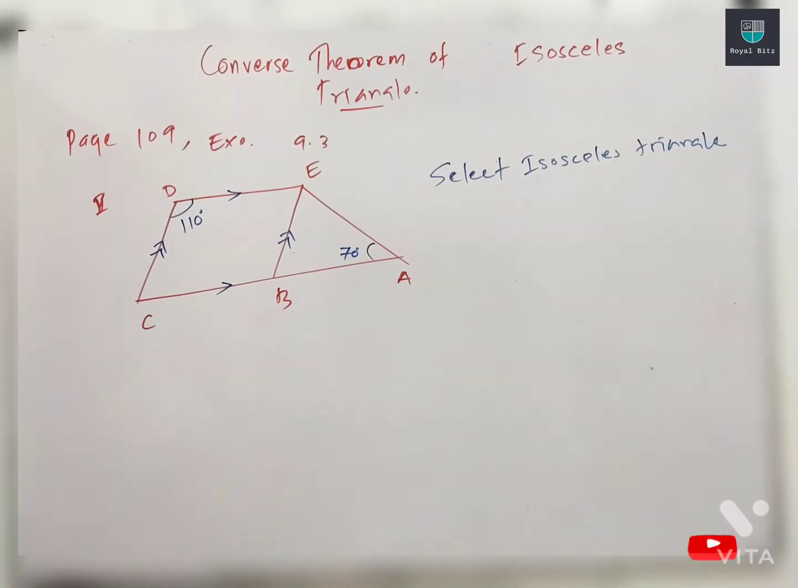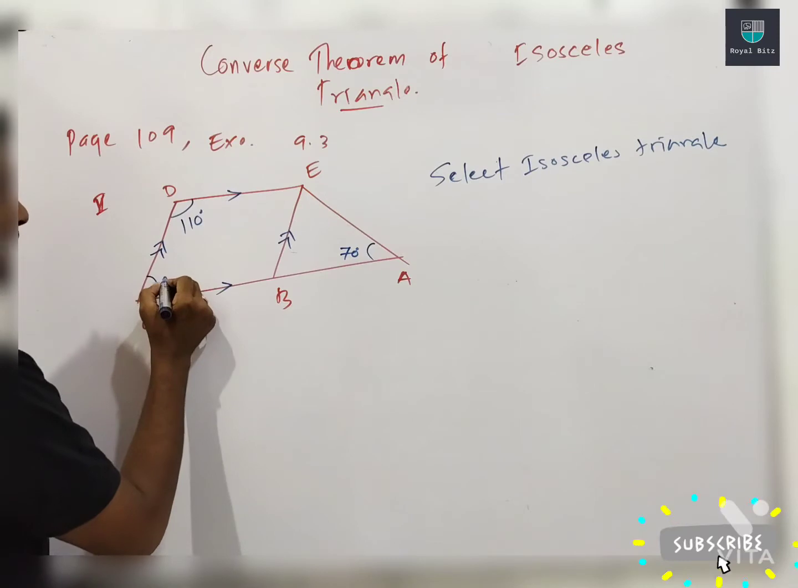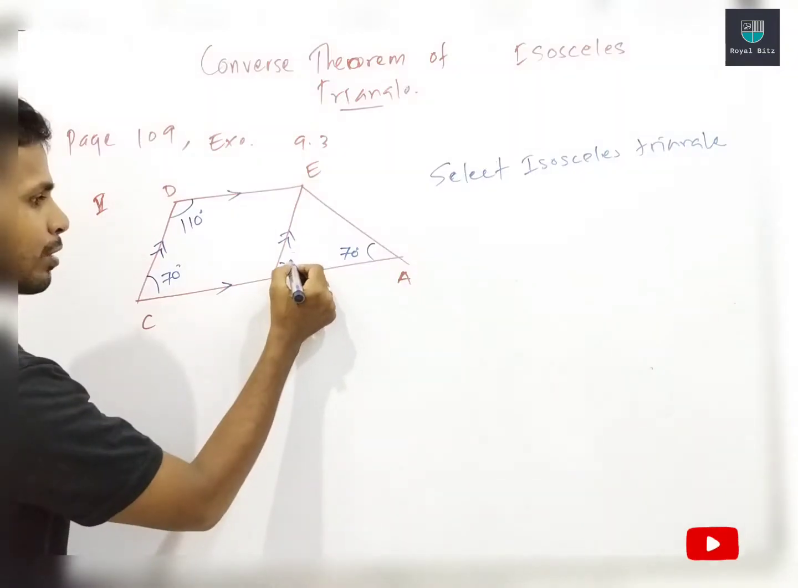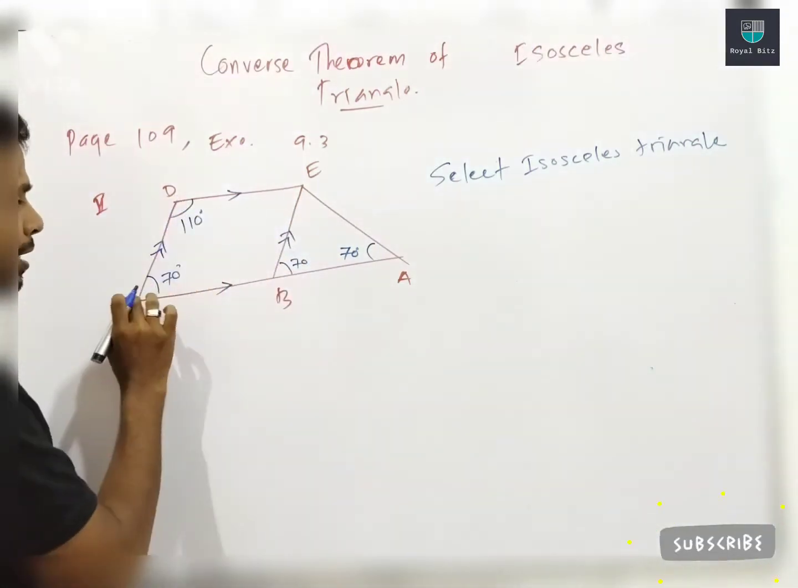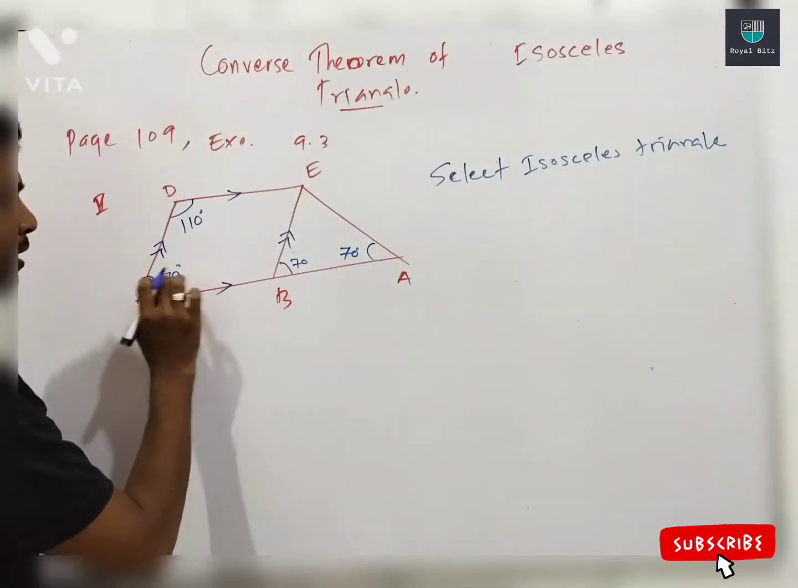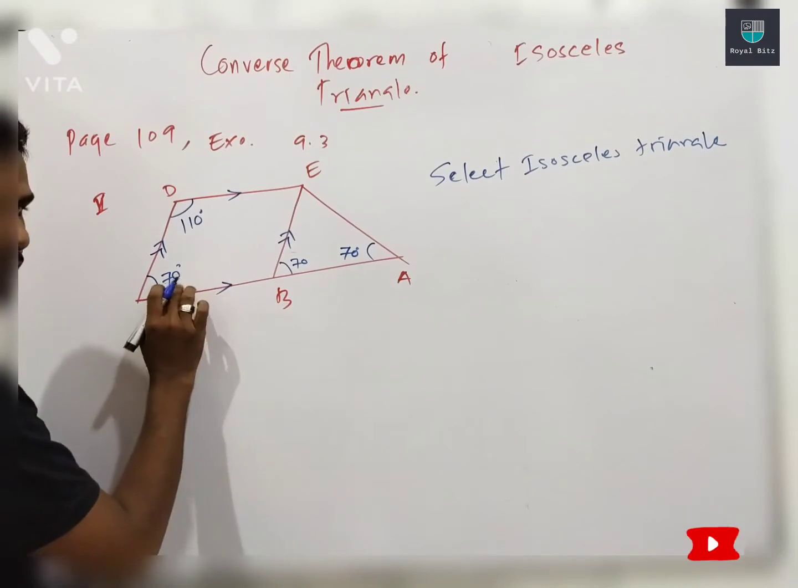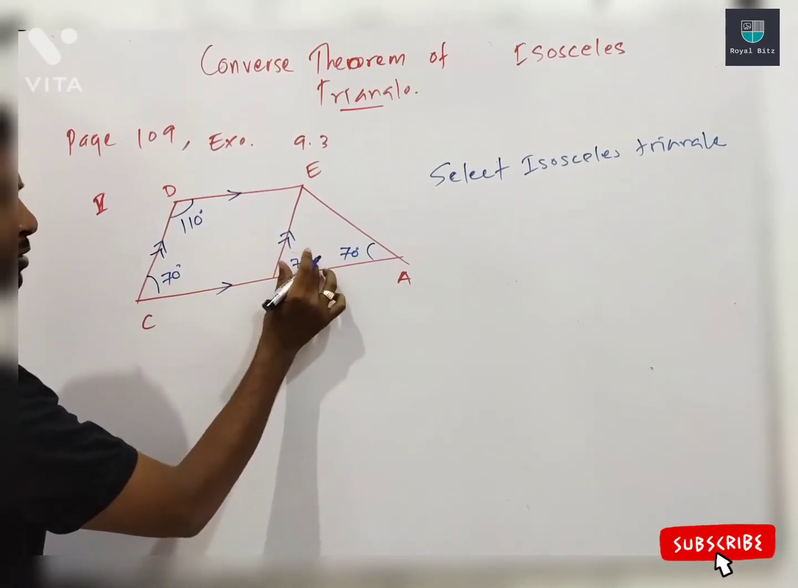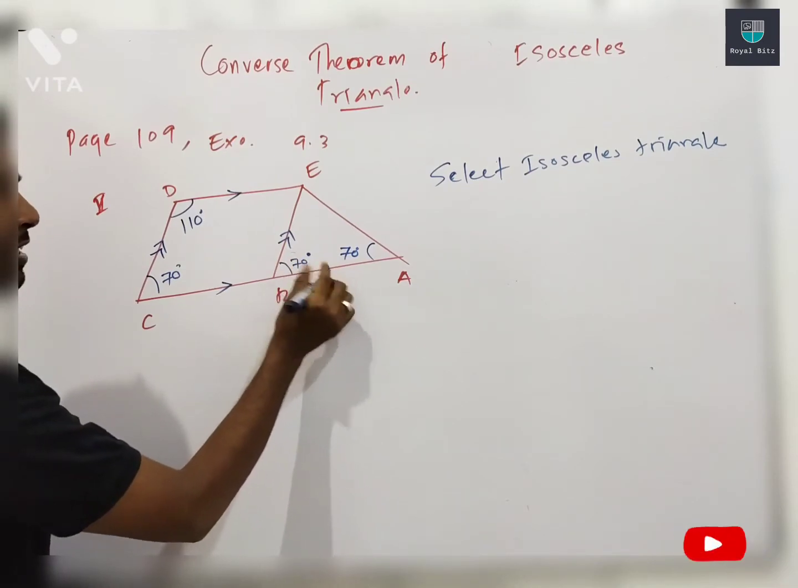Now see, these two are parallel, so this is an allied angle, so this is 70. So if it is 70, this is 70 because these two are parallel, so this is a transversal, so these are corresponding angles. These two are corresponding angles, therefore 70, 70. So now these are 70, 70.